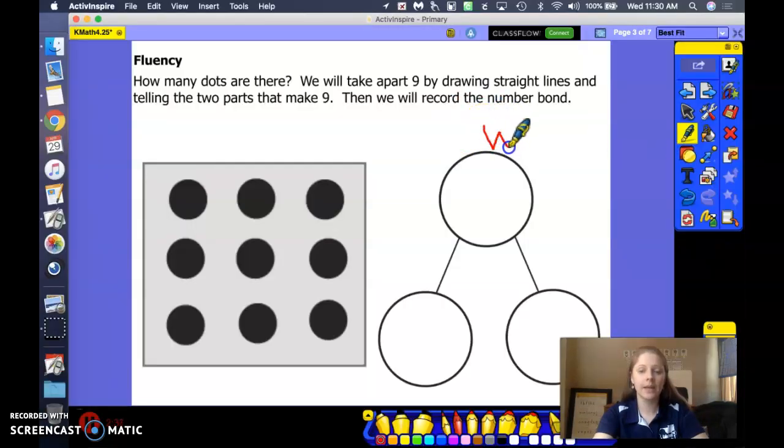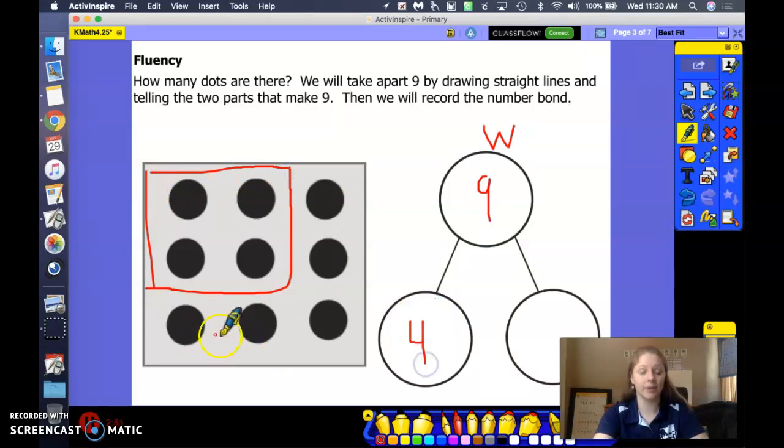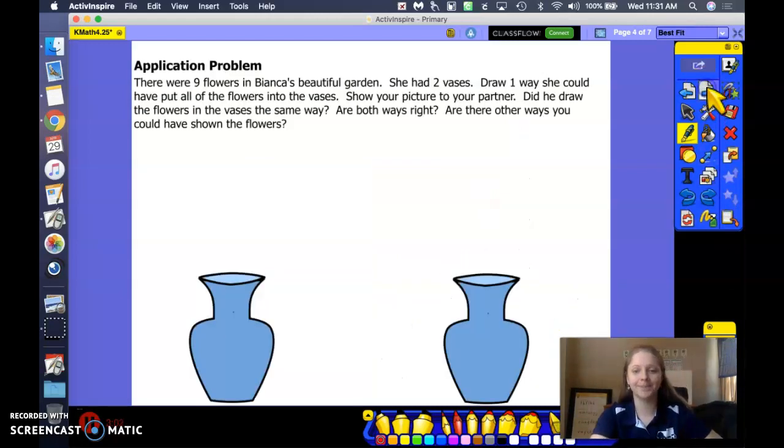All right, let's go ahead. We can keep that 9 in the whole, and let's break it up a different way. How many inside the red line? 4. How many outside of the red line? 5. 4 and 5 makes 9. Great job.